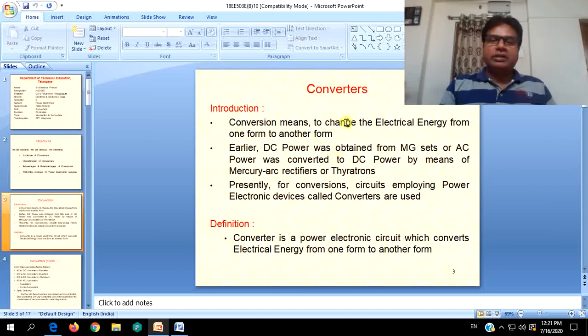These things in the conventional electrical engineering concepts, we have done through DG sets or MG sets, motor generator sets. DC power was obtained from MG sets, or AC power was converted to DC power by means of mercury arc rectifiers or thyratrons. When you take a simple DC generator, it is fed with mechanical energy. Its output is DC.